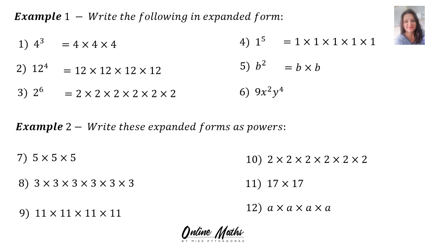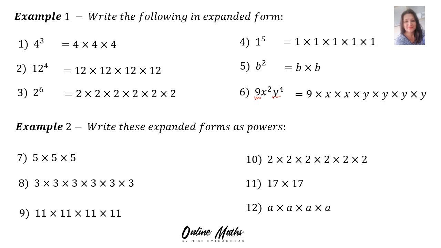Number 5. b to the power of 2 means b times b. And then number 6. 9, x to the power of 2, y to the power of 4. There's no problem there. Don't be scared of the 9. You just let the 9 write with. And then that one in expanded form will be 9 times x to the 2 means there's 2 x's, x times x. And y to the power of 4 means y times y times y times y. So y to the 4 is y times itself 4 times.